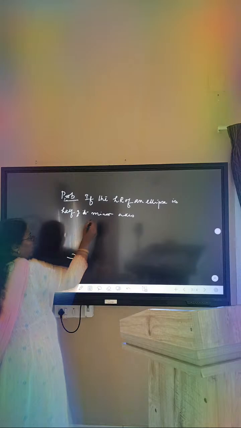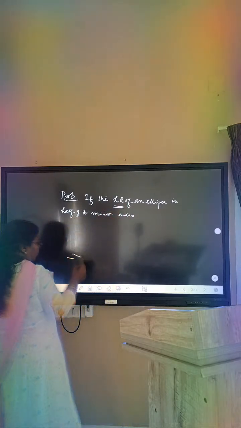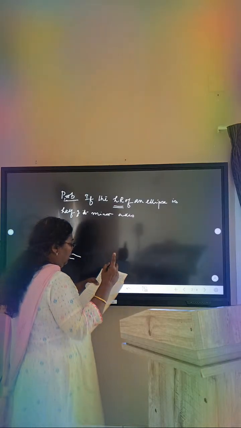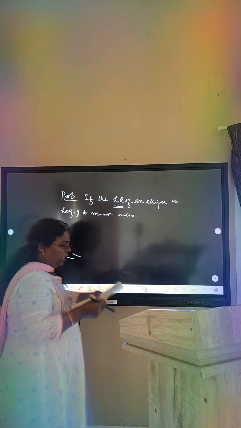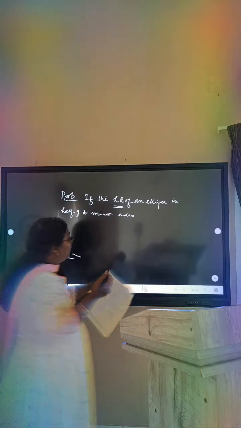We have to find out the length of the latus rectum. Before we go into the problem, I'll finish the problem first, then I will find out how to find the length of the latus rectum. If the latus rectum is half of its minor axis, then its eccentricity is dash.